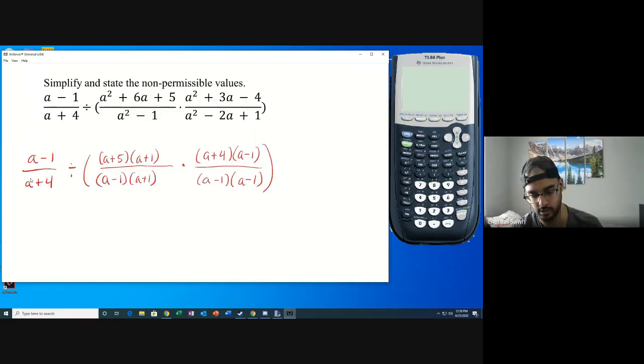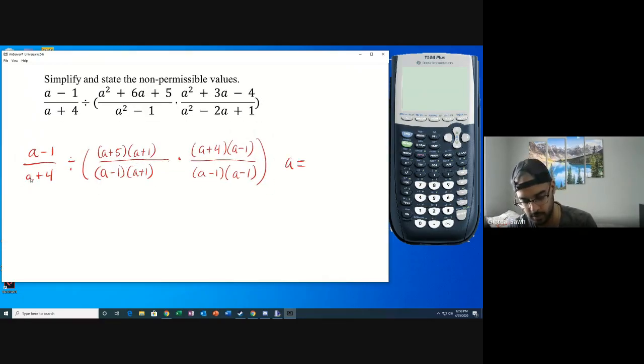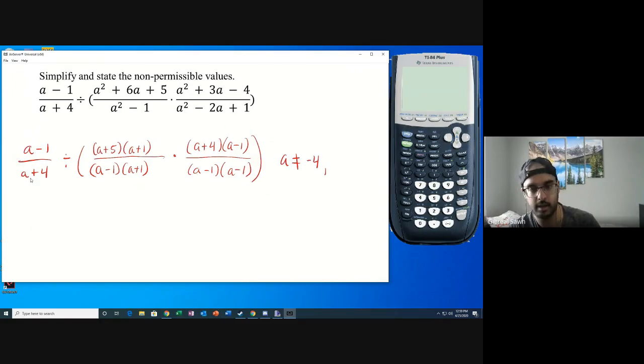So if we go to do those non-permissible values, we can say a can't be negative 4, a cannot be 1, a also can't be negative 1. I've considered that here already. I've already considered a can't be 1, a can't be 1 for this bracket, a can't be negative 4 here, a can't be negative 1, I've got that covered, a also can't be negative 5. Okay, so I do have 4 distinct non-permissible values that we've taken care of.